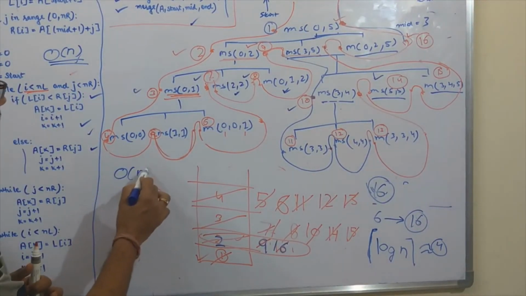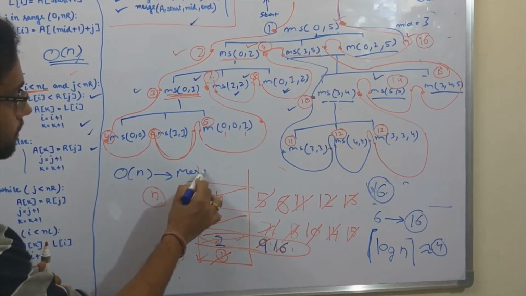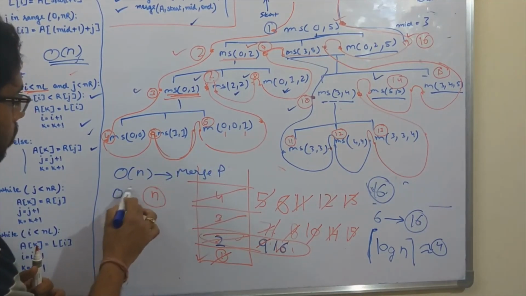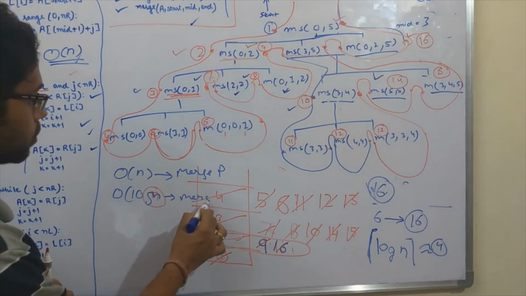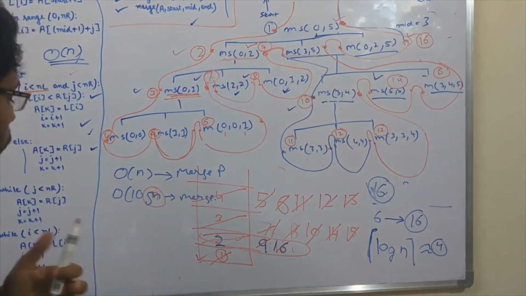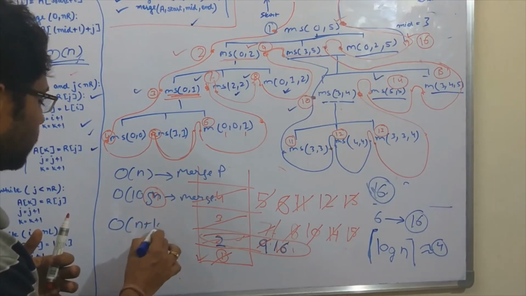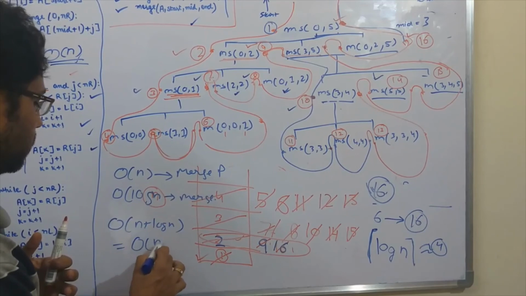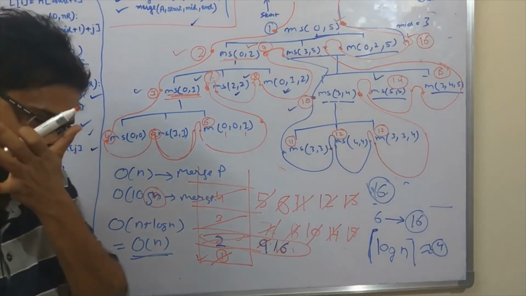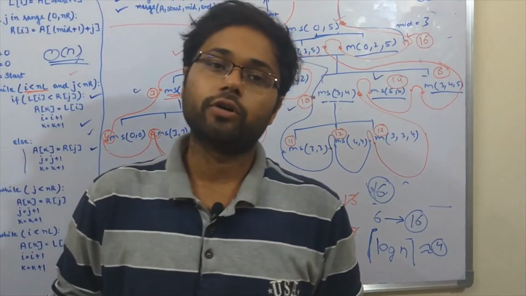So the total space complexity will be what? Order of n from the merge procedure, and order of log n from the merge sort procedure, or the size of the stack. So the total will be order of n plus log n, and it will be equal to order of n. So the space required to run the merge procedure is order of n.